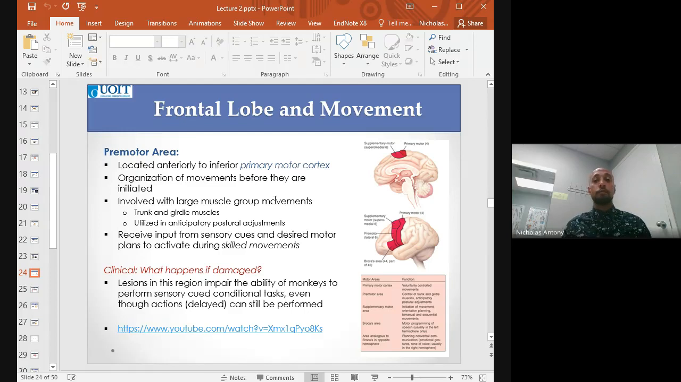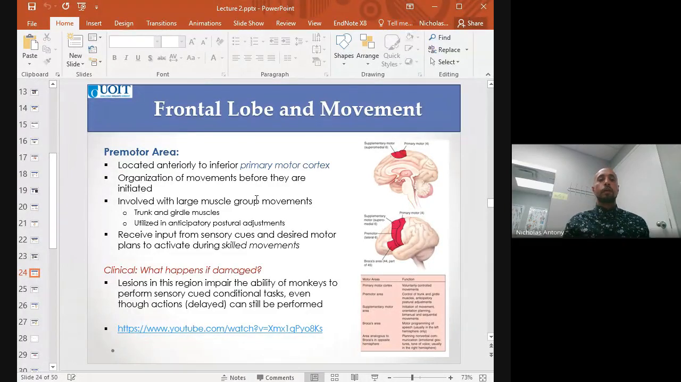And depending on what movements we want to do, whether it is swinging a baseball, reaching for a cup, or raising your hand, that is going to decide which postural muscles to activate and how to activate those specific postural muscles.